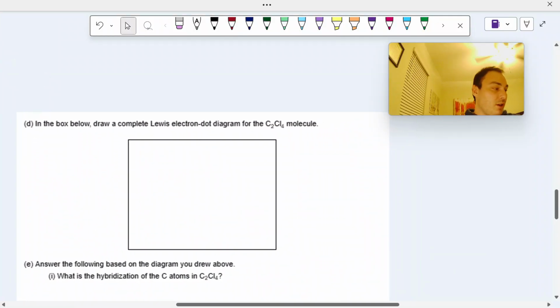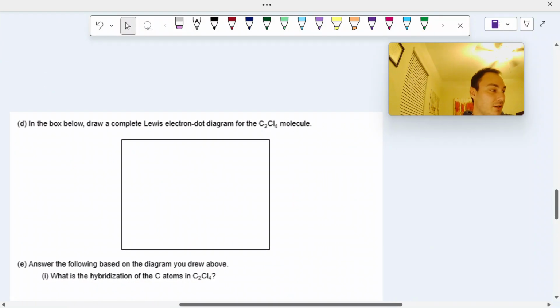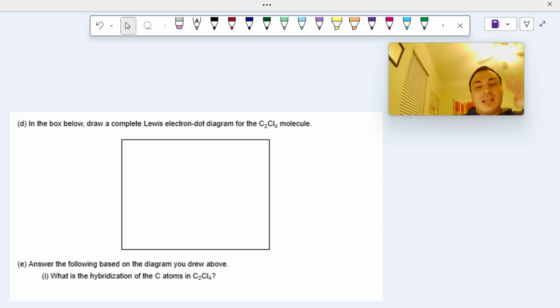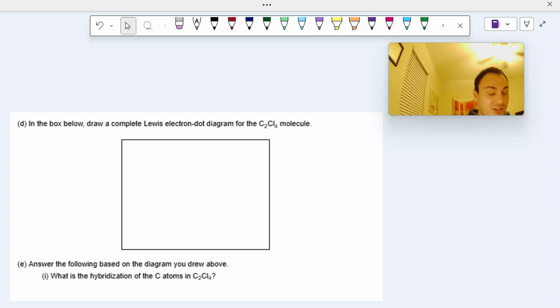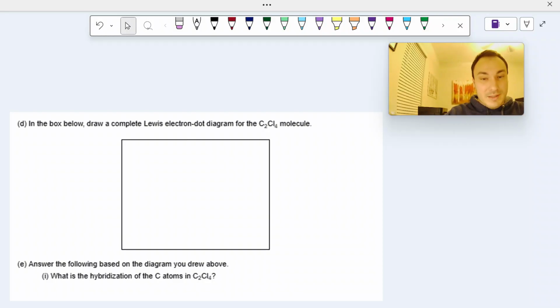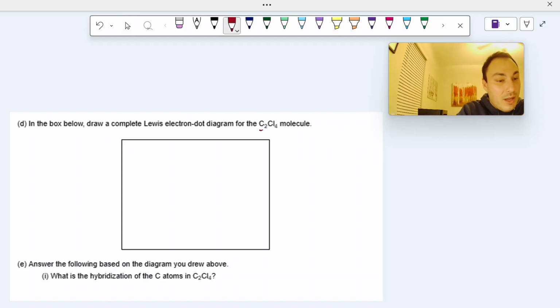In the box below, draw a complete Lewis electron dot structure, electron dot diagram for the C2Cl4 molecule. Typically, most Lewis structures have a central atom and everything is attached to that central atom. However, the one main exception is if you see a molecule that has multiple carbons, it is most likely going to form a carbon chain, which means we're going to have 2 carbons in the middle, and those 2 carbons are going to form the backbone for our structure.